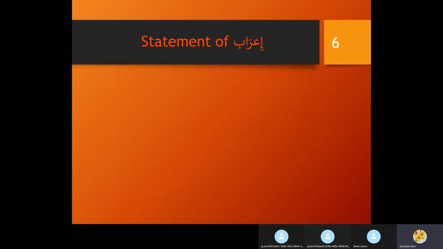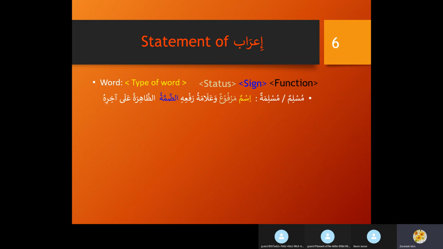And then we went on to actually write out the statement of I'rab. I've tried to compress it as well. We're looking at the singular here, so this is quite simple. Marfu is dhamma, the marfu sign is dhamma. So first, the type of word: it's an isim. What's the status? What's the sign? We are not going to discuss the function yet because we have this word by itself. It's not in a sentence, so we cannot say what the function is as yet. So we just look at this sentence first.